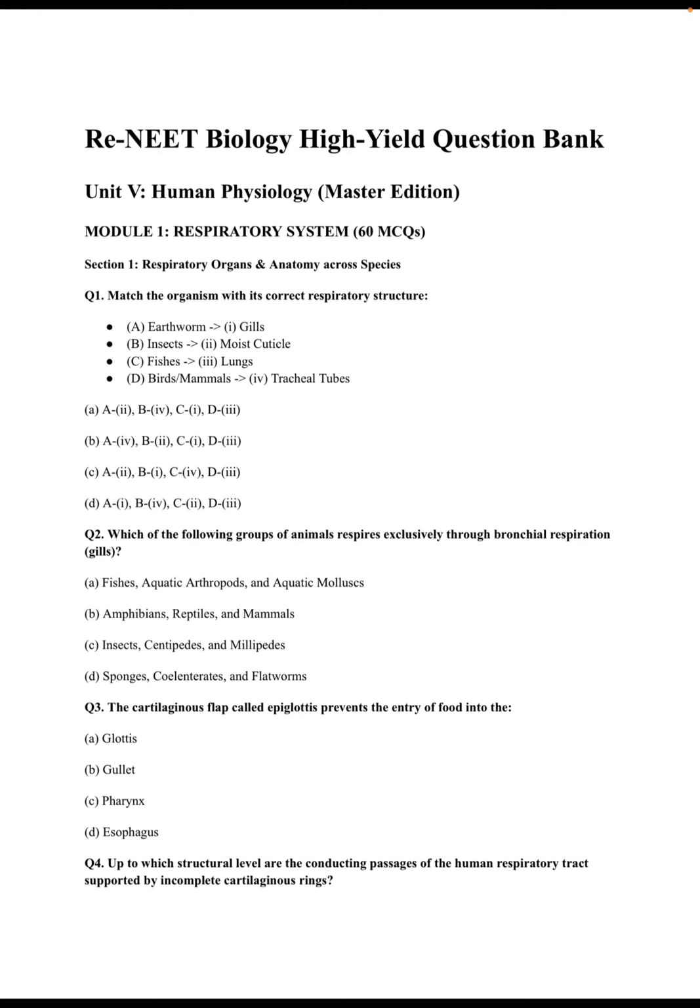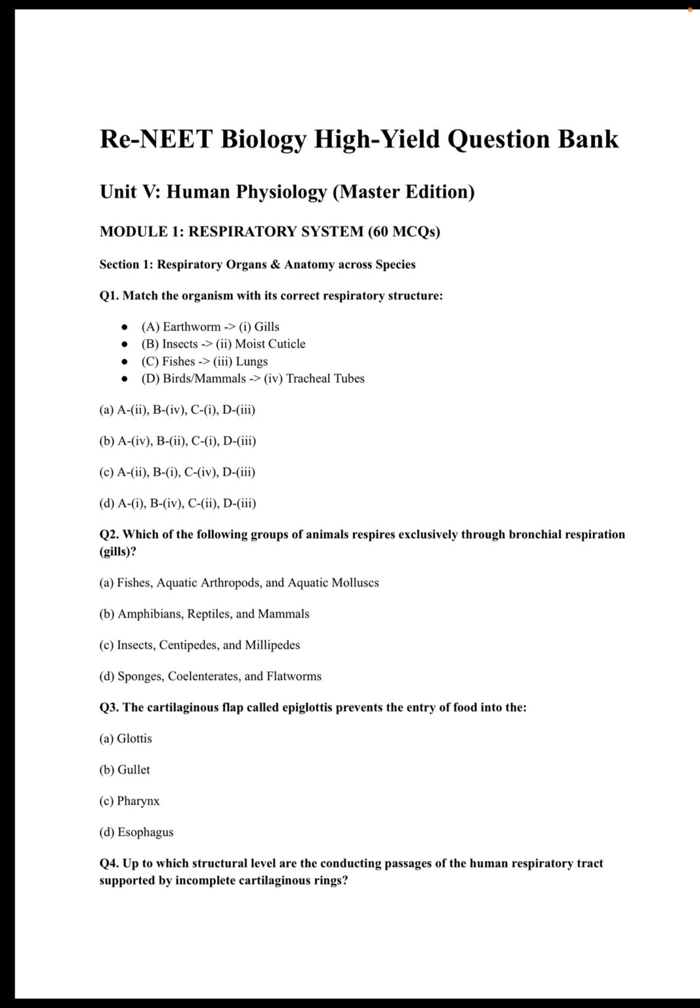We'll be doing a Re-NEET Biology session where we'll be revising each and every chapter with MCQs. We'll start with Human Physiology with 60 MCQs in each chapter, so human respiratory and cardiology. We'll be revising the important diagrams and points through these MCQs and we'll cover the entire chapter through it. We'll be starting with the first module of the respiratory system, with the respiratory organs and the anatomy across the species. So with that, we start with the first question.